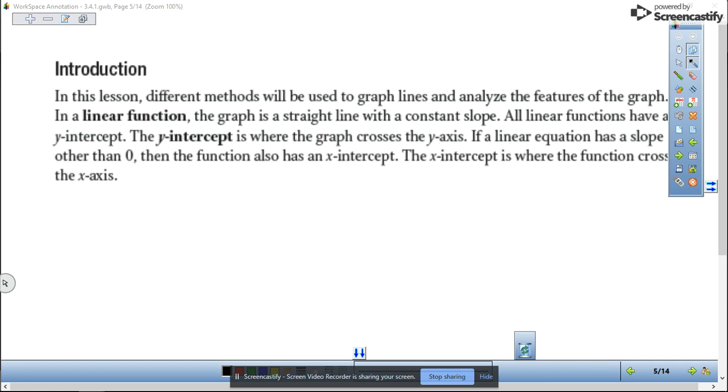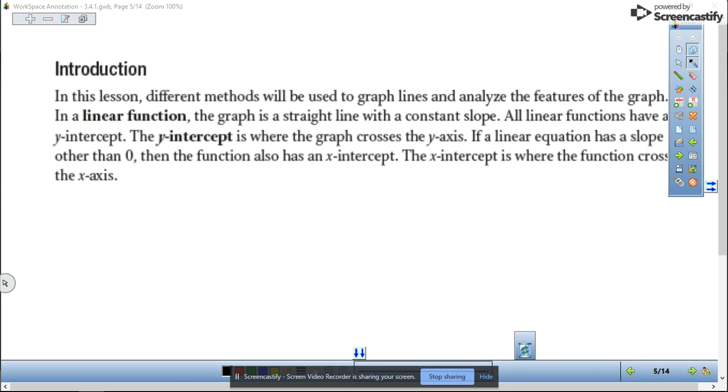All right, guys, so for 3.4.1, we're going to talk about different methods that you can use to graph lines and analyze features of those graphs. Again, a linear function, we're talking about straight lines with a constant slope here. The next lesson, 3.4.2, we'll talk about exponentials.